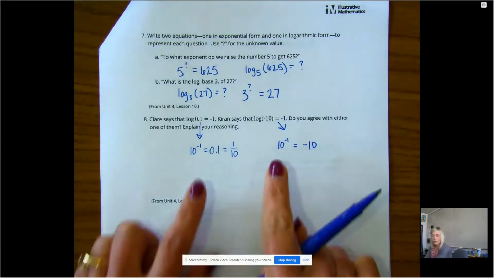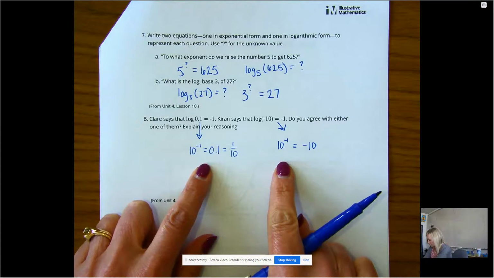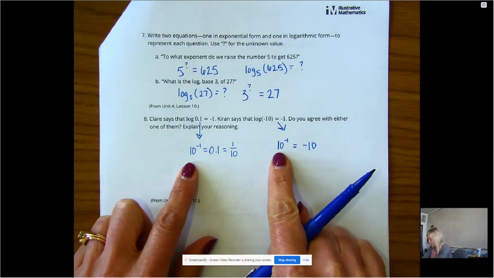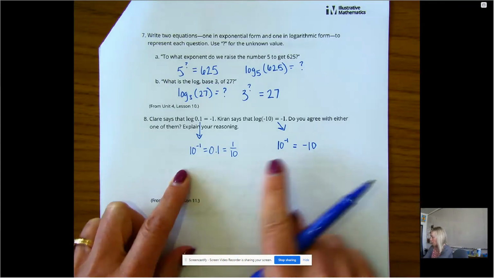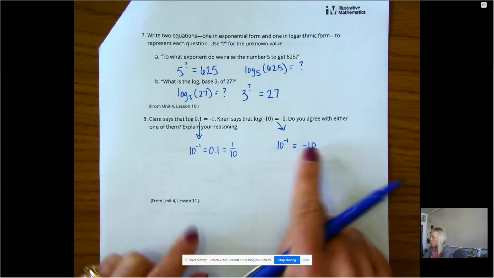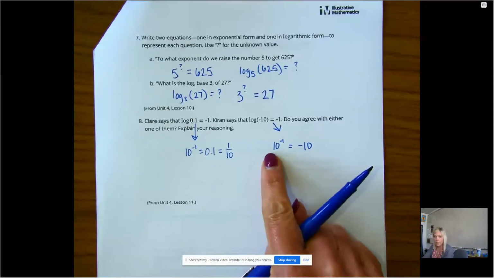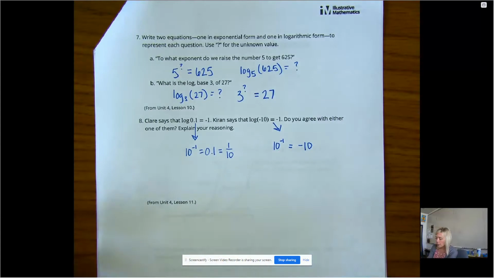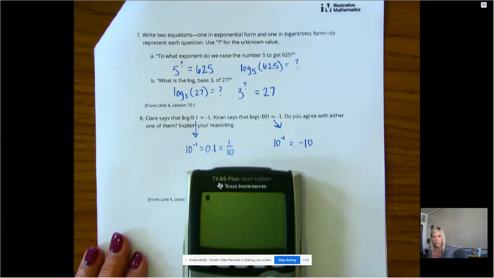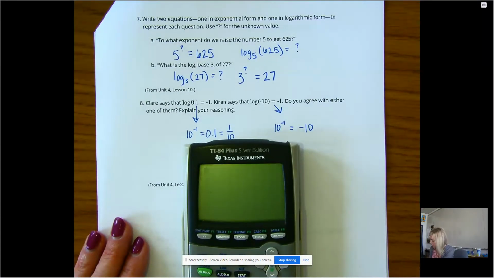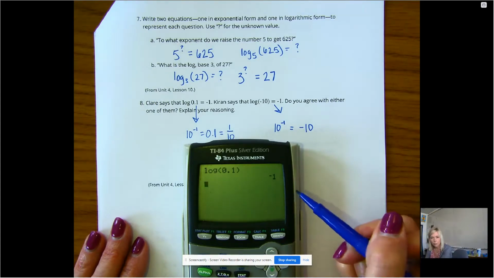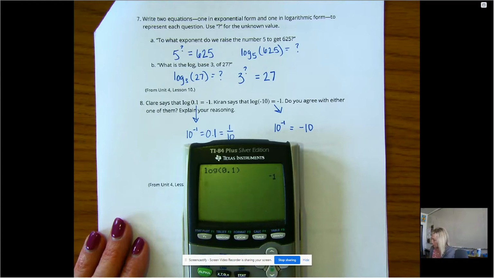And only one of these can be true, right? Because they both start with 10 to the -1. So it's either 1/10 or it's -10. Well, I know it's 1/10. So I agree with Claire. And then if I try and verify this on the calculator, just using their log statement, this tells me the log of 0.1, and we get -1, so Claire is correct.